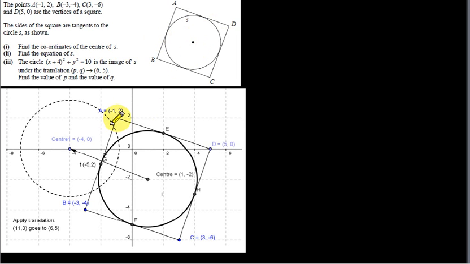So here's a picture of this square. A has coordinates (-1, 2), so we go to -1 on our x-axis and go up 2 units on the y-axis, and we have the point A. The point B has coordinates (-3, -4), so we go to -3 on the x-axis and down to -4. C is (3, -6), so we go to 3 on the x-axis and down to -6. D has coordinates (5, 0), so we go out 5 units on the x-axis and 0 units up or down on the y-axis. So D is a point on the x-axis.